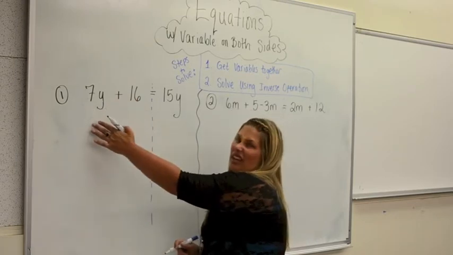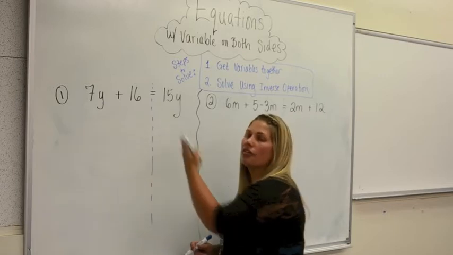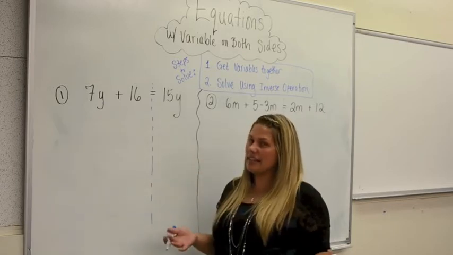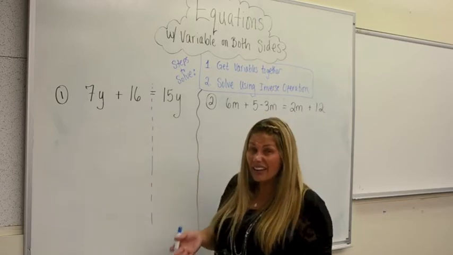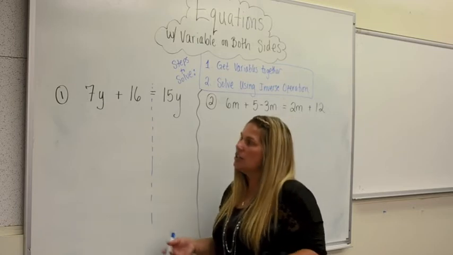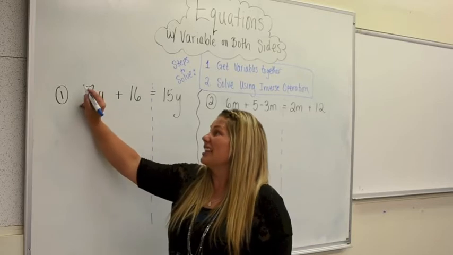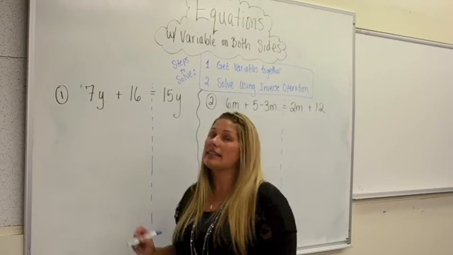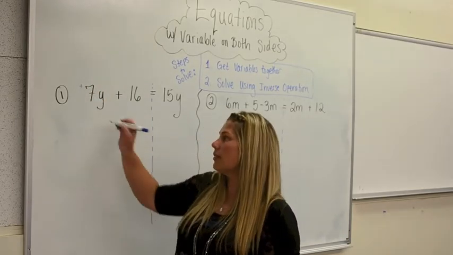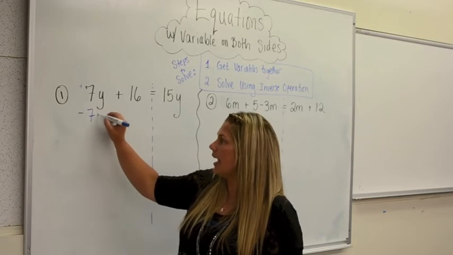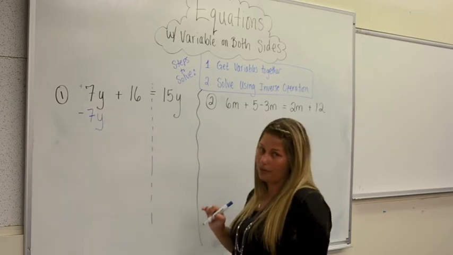So what's easier to get rid of, 7 or 15? I like to get rid of the smaller one because that means I don't have to deal with the negatives. So I'm going to get rid of this 7y. And if there's no sign in front, it's the same thing as having a positive. So to get rid of a positive 7y, I have to subtract 7y.